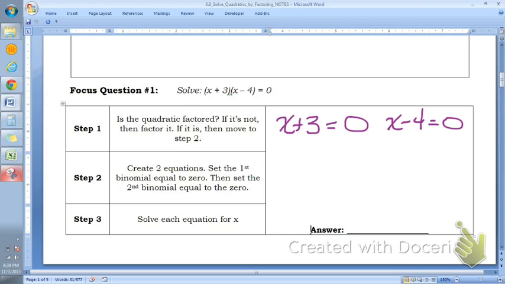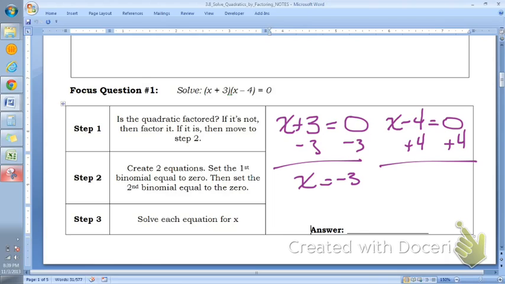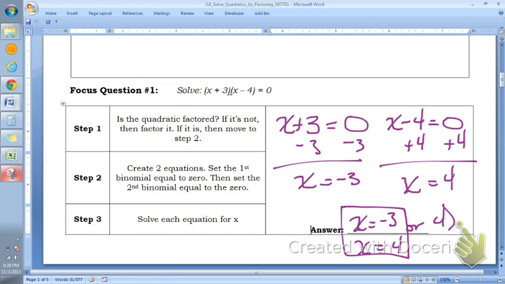So in the first equation, we would have to subtract 3 from both sides. So x is equal to negative 3. And in the second equation, we would add 4 to both sides. So x is equal to 4. So that's our solution. X is equal to negative 3 or positive 4. And you'll write it like this. So with quadratics, you can have two values that make the statement true.